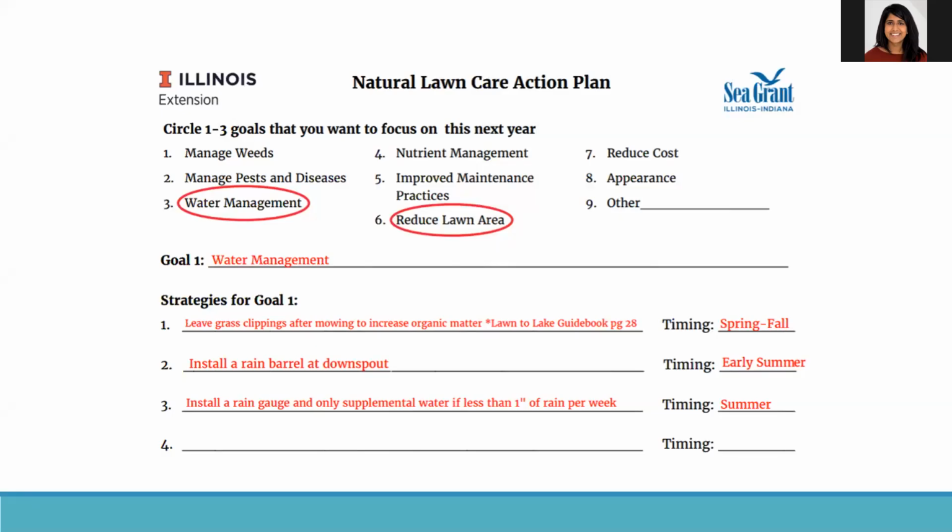So if you go back to your assessment plan, I hope that this action plan actually makes a little bit more sense to you now after we went through all these strategies. So the example is back up here on the PowerPoint where the goal was water management. And now to address those goals, we can see that this person, right, is leaving their grass clippings, installing a rain barrel, and installing a rain gauge. So your strategies to address your goals can be really small, and it's okay to start from that place too.